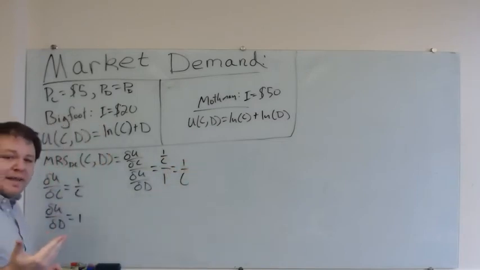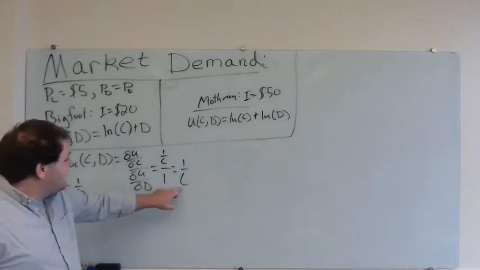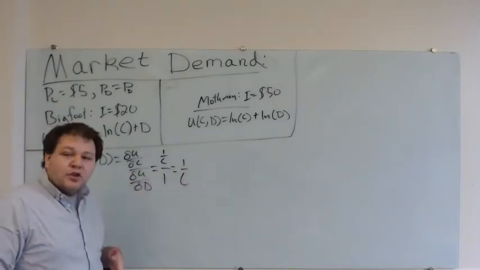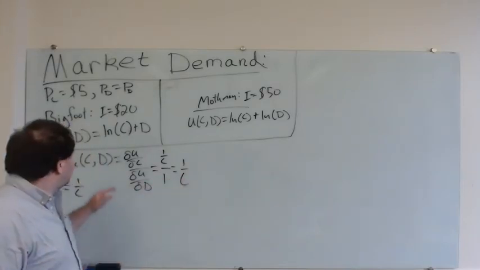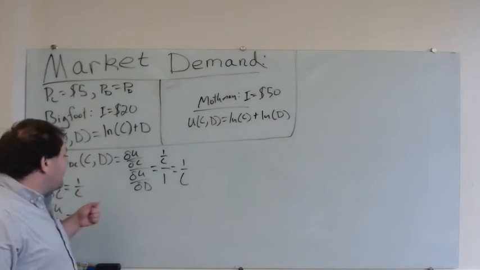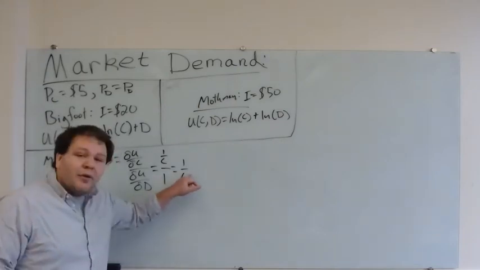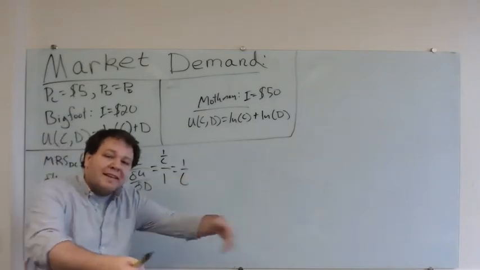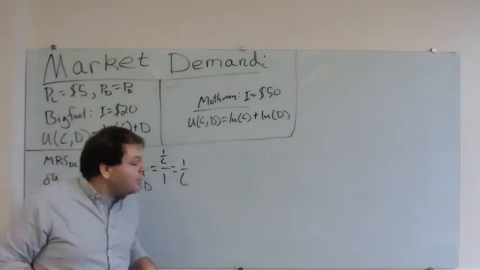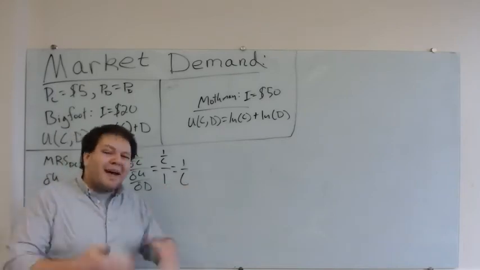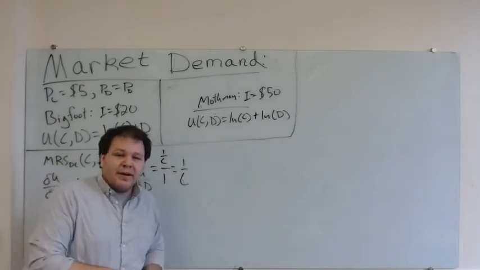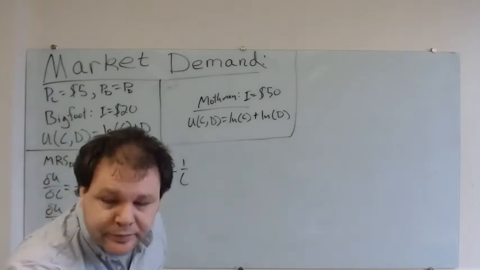What we're saying is, as the number of chickens that we consume increases, the number of dolly paintings we're willing to give up per chicken decreases. And this makes sense. If I'm very, very hungry, I've got very little chicken, I might be willing to give up a lot of paintings to get another bite of chicken. If I'm pretty full, I'm not going to be willing to give up very many paintings to get another bite of chicken. So far, so good. So where do we go from here?